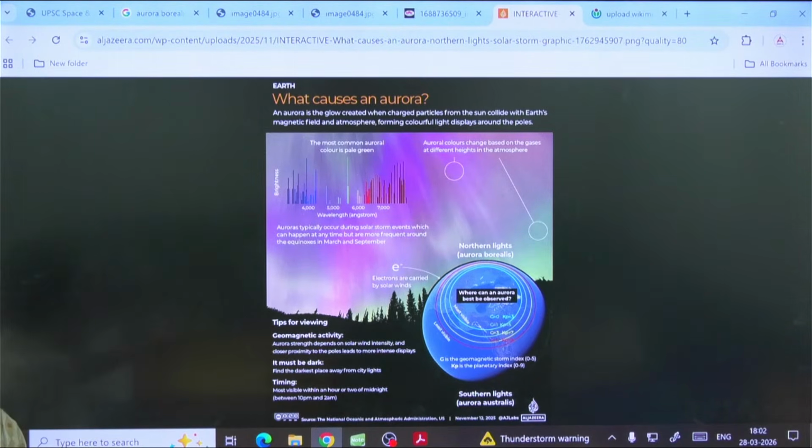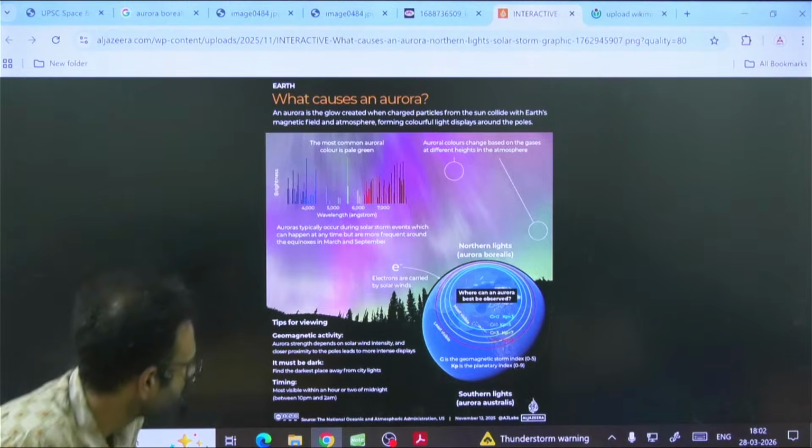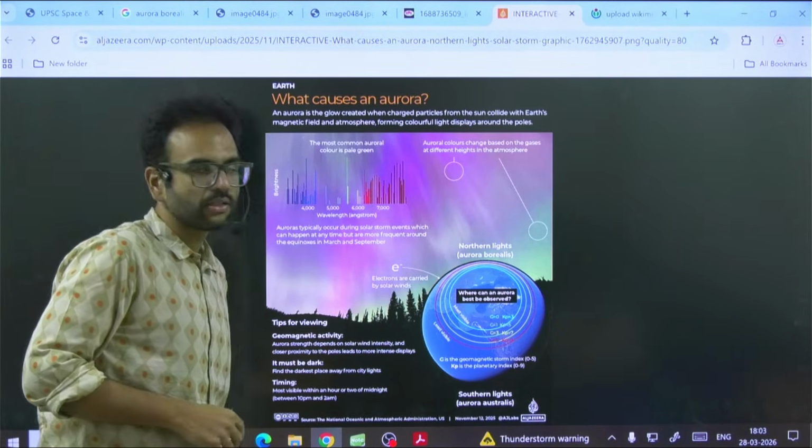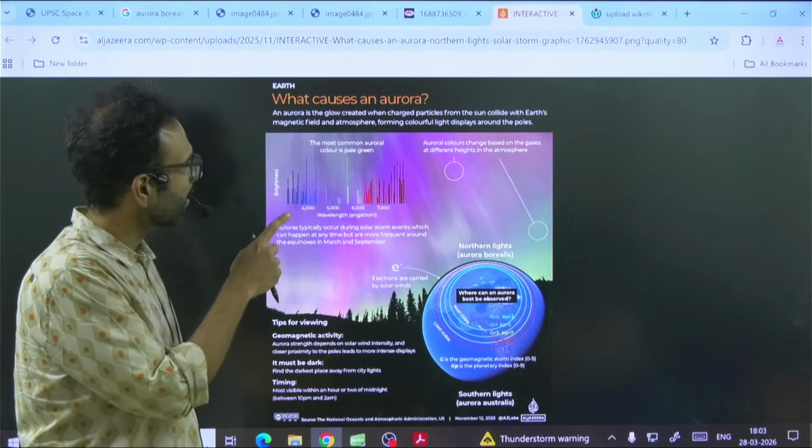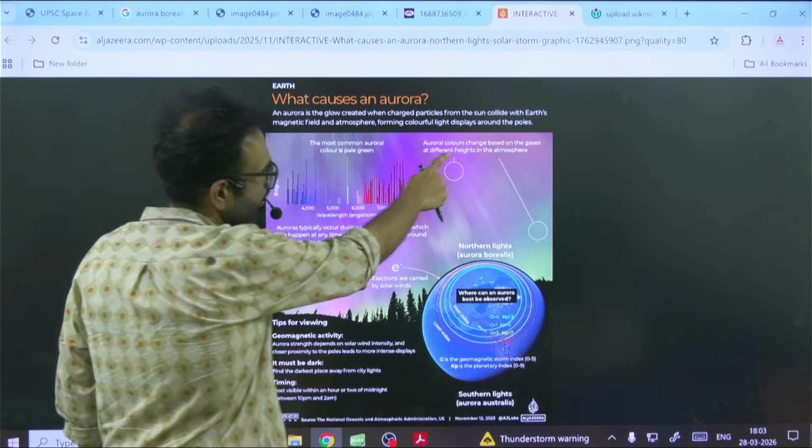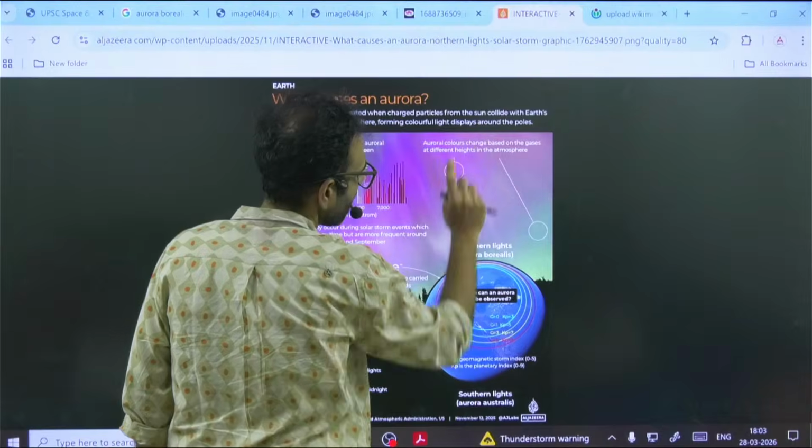What is light essentially? It's a flash, a sudden release of energy. What is happening here? There is a clash of different frequencies, which is creating a distortion of our vision and emitting that light. That is the reason for finding the aurora colors. But where are you going to find those colors? The colors change based on the gases at different heights in the atmosphere.